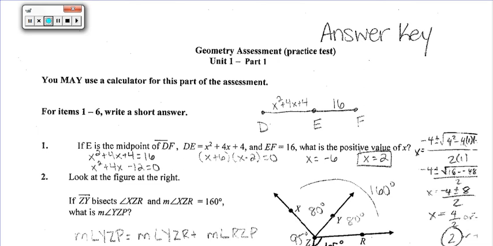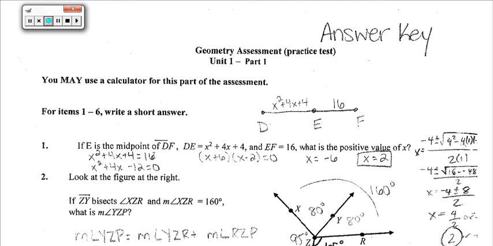So they're hinting here that there might be two values for x. We know that there could be two values for x because we have a quadratic here. So we start with a picture like this where E is in the middle. We can use that because it is the midpoint. And then we know that x squared plus 4x plus 4 is going to equal 16. So that's the equation we write here.